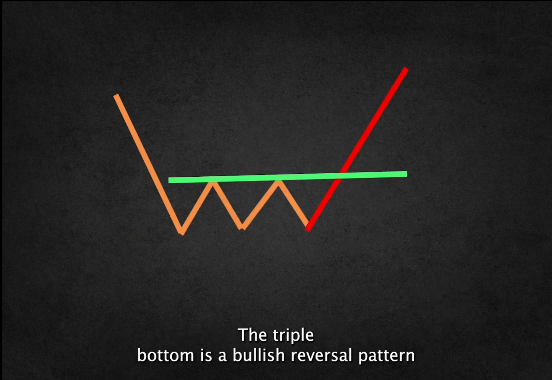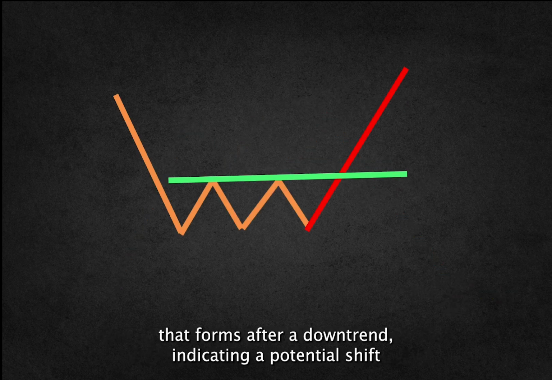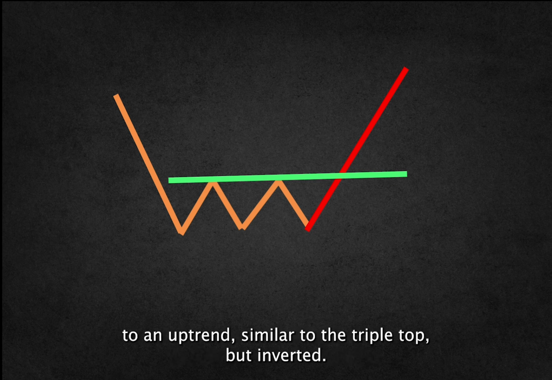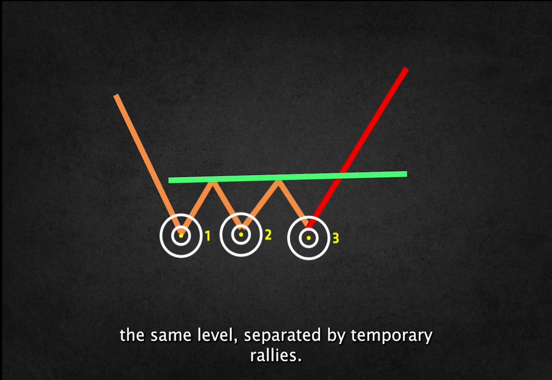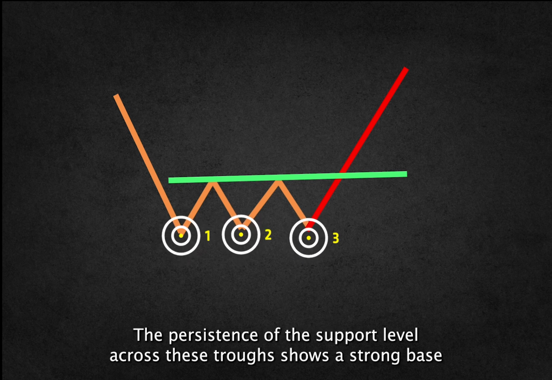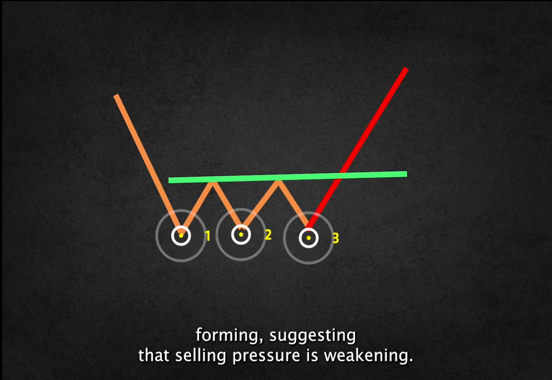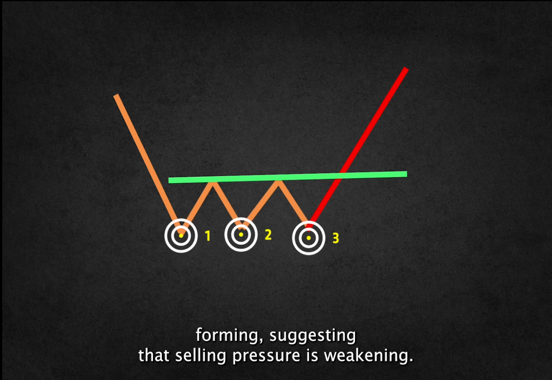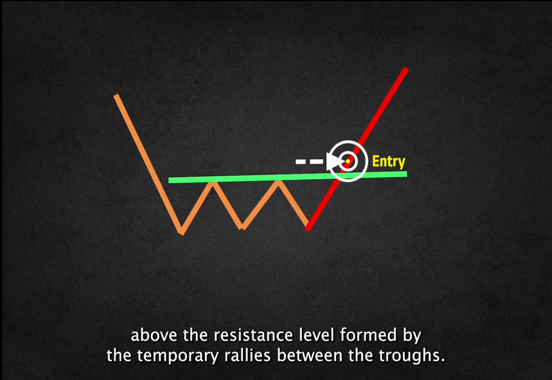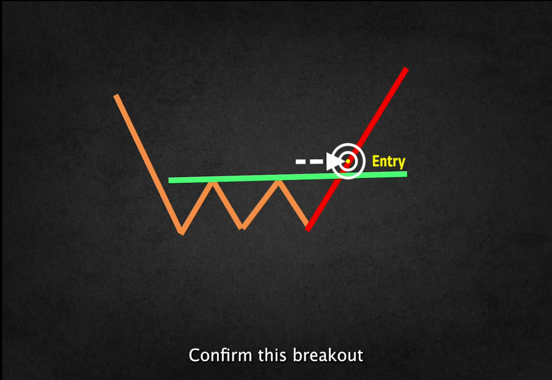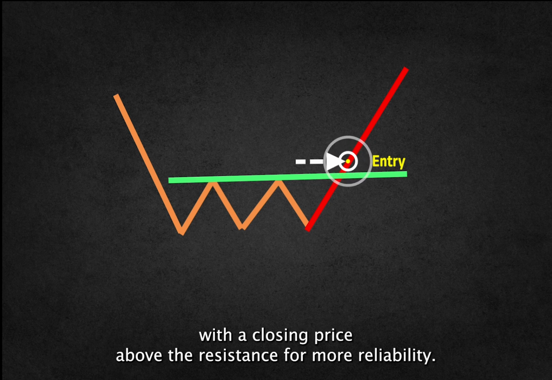Triple bottoms. The triple bottom is a bullish reversal pattern that forms after a downtrend, indicating a potential shift to an uptrend. Similar to the triple top but inverted, this pattern consists of 3 consecutive troughs at roughly the same level, separated by temporary rallies. The persistence of the support level across these troughs shows a strong base forming, suggesting that selling pressure is weakening. Entry point. The ideal entry point is when the price action breaks above the resistance level formed by the temporary rallies between the troughs. Confirm this breakout with a closing price above the resistance for more reliability.